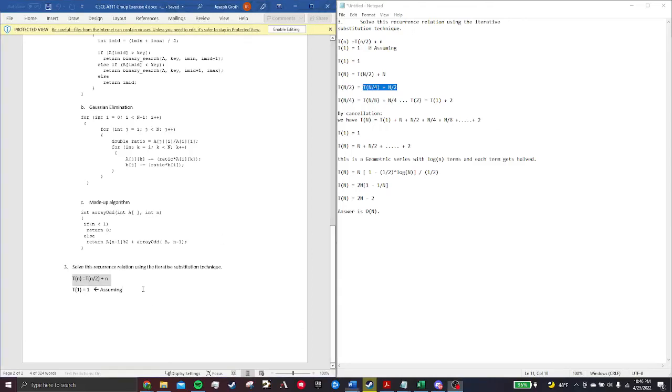Alright, so today we're looking at problem 3 of our last group exercise, which reads: solve this recurrence relation using the iterative substitution technique with T(n) = T(n/2) + n, and assuming T(1) = 1. So what is this iterative substitution technique?